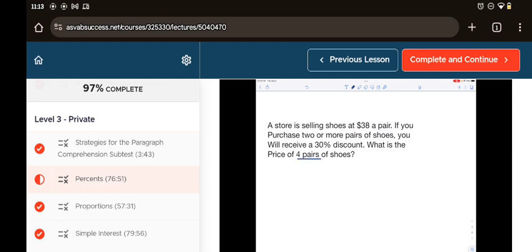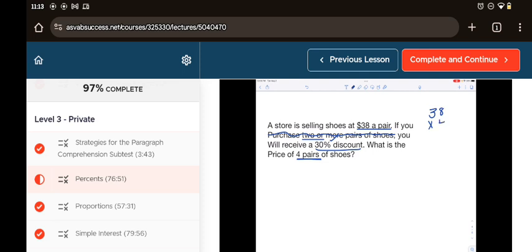So the 4 pairs, remember, if it's 2 or more, they get a discount. So because it's 4 pairs and it's more than 2, boom, the discount gets applied, okay? So that's it. We don't have to worry about this information anymore. That's something to notice. Sometimes questions will give you extra information, okay? The price of each pair is $38. So what are we going to do? Let's find out first what the original price is of the 4 pairs.